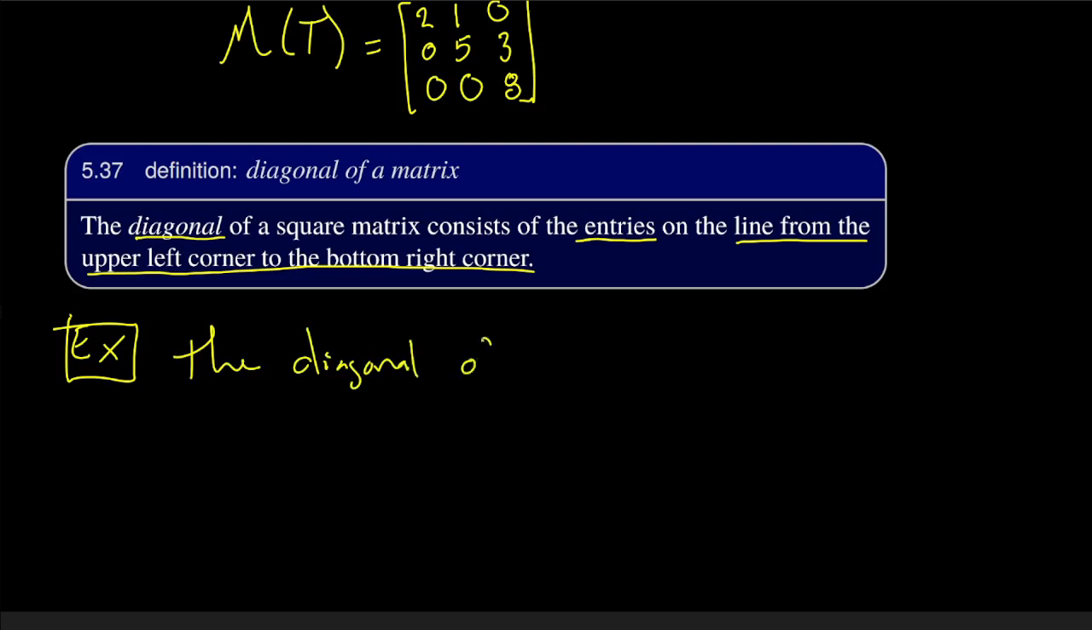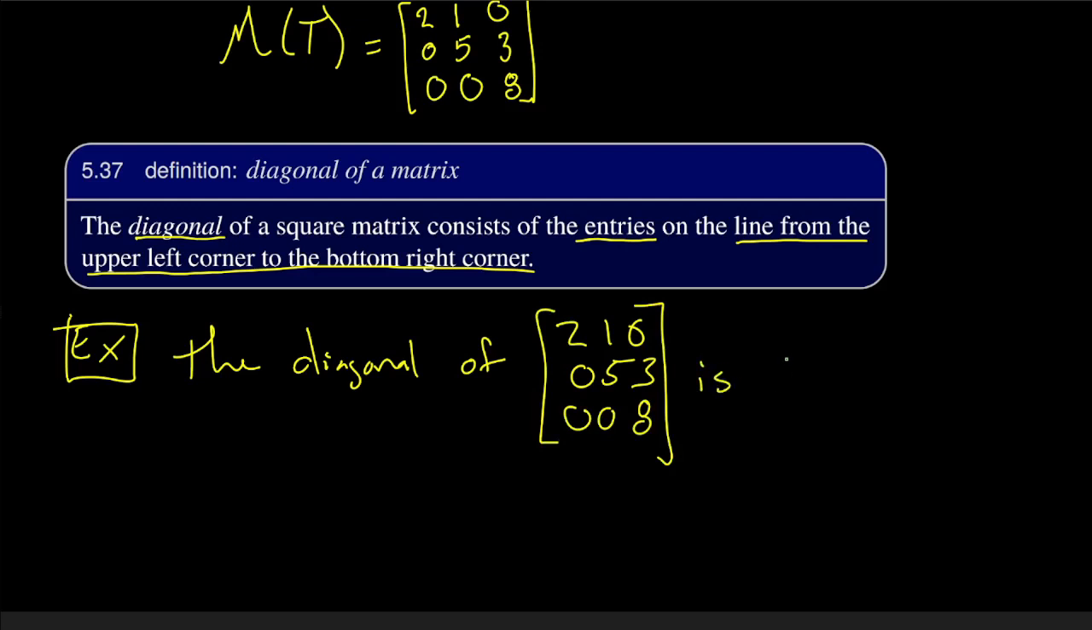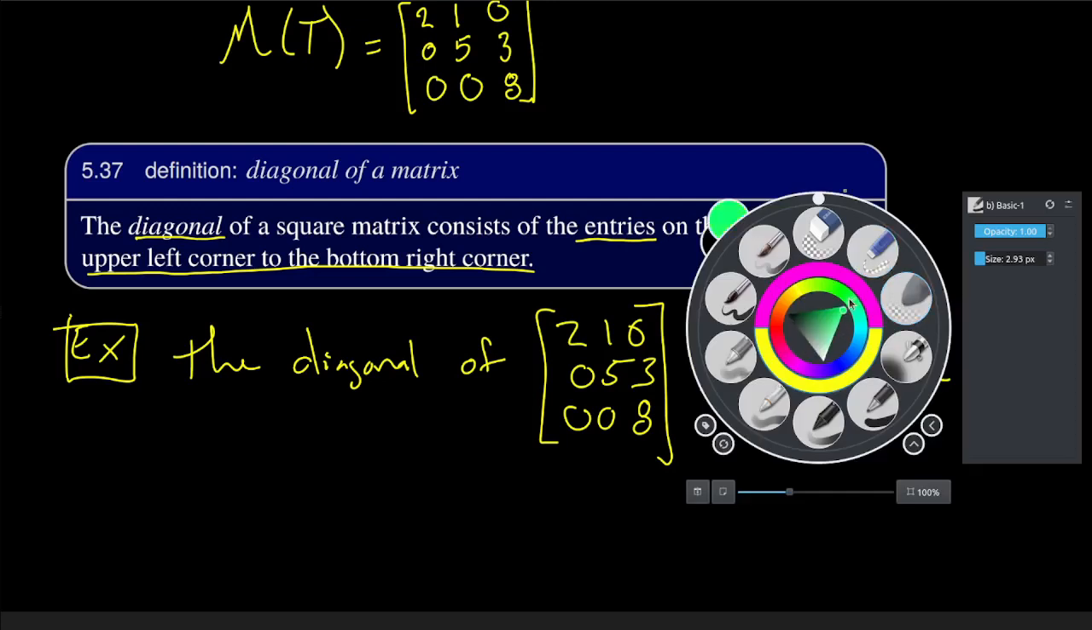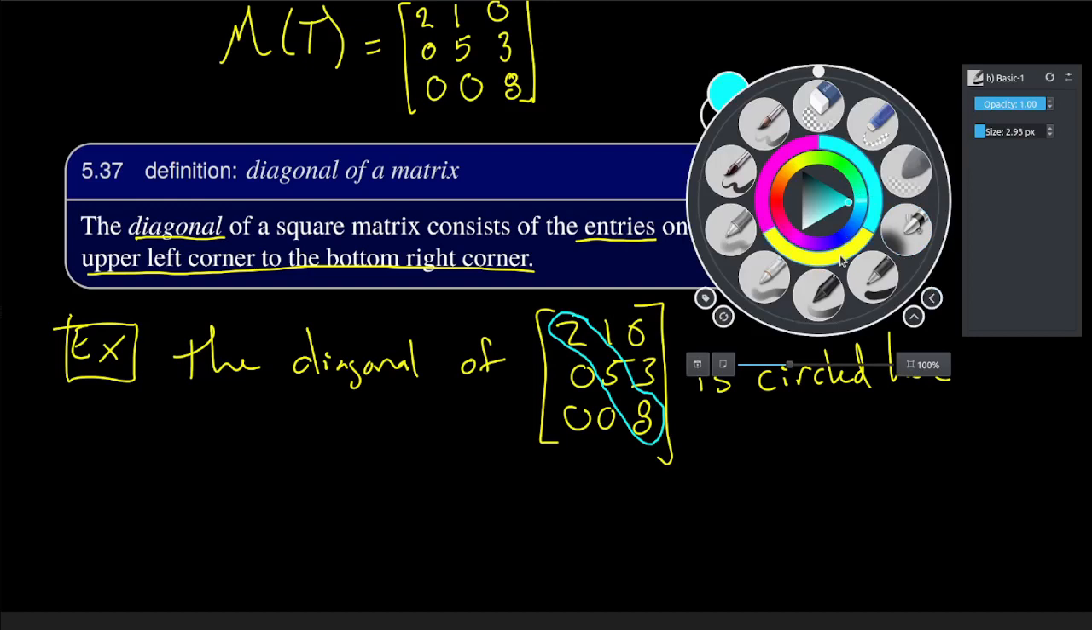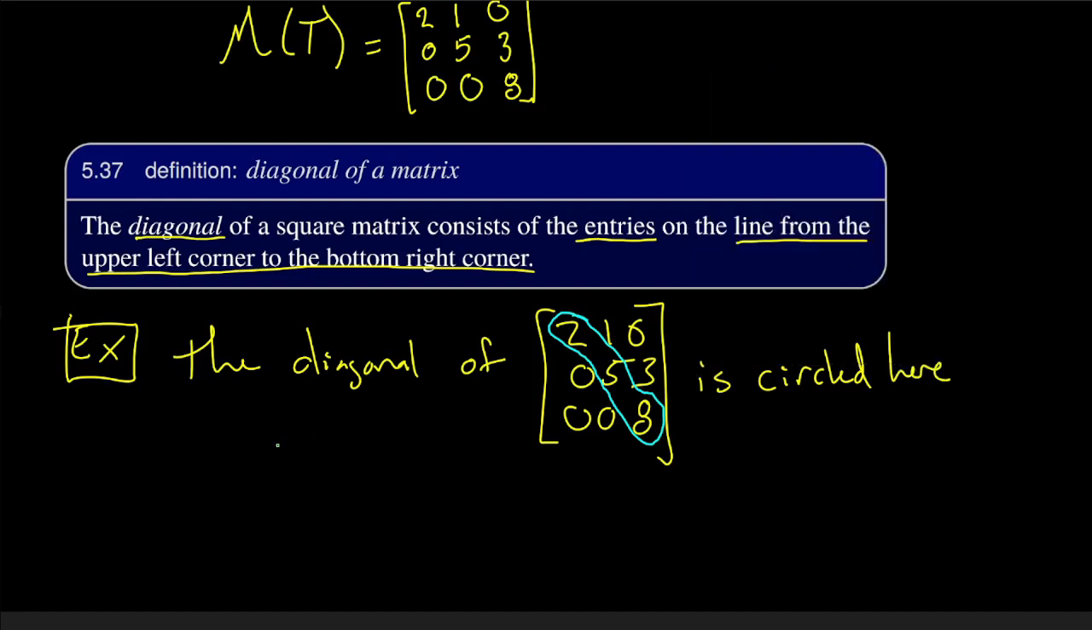The diagonal of 2, 1, 0, 0, 5, 3, 0, 0, 8, that is the matrix for T that we just found, is circled here. I'll circle it real quick in a nice teal. It is particularly 2, 5, and 8. Okay, 2, 5, and 8. Kind of cool. All right, so diagonals. Let's keep going.